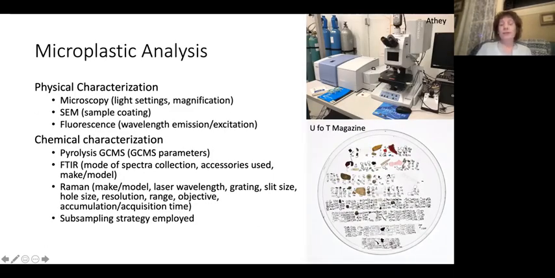For microplastics analysis, make sure you discuss how you physically characterized your samples and also how you chemically characterized them, and if you subsampled, which you probably did, what was your rationale for the subsampling? What percentage of particles did you analyze from each site or each organism, however you split up and designed your study, your level of replication, perhaps.